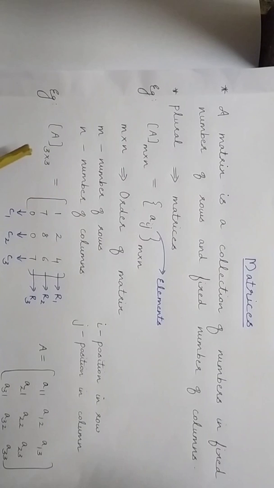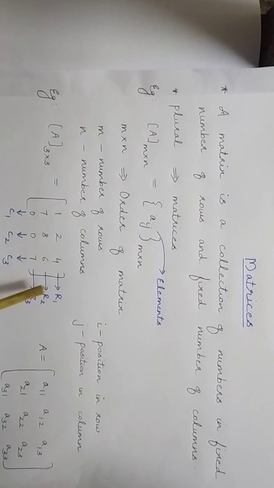Now, for example, a matrix A whose order is 3 by 3. What does the first 3 show? The number of rows. And what does the second 3 show? The number of columns. Now, in this matrix, A equals 1, 2, 4, 7, 8, 6, 0, 0, 7. When we write the numbers horizontally, it is called the row representation. And when we write the numbers vertically, it is known as the column representation.